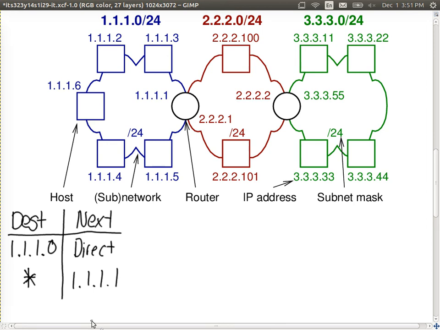If we read it row by row, we check the destination of our datagram against each row. If it matches, send to the next. If not, try the next row. So instead of having rows for every device in the internet, we can cut it down, in this case, to just two rows, where the second row we sometimes call the default route. This is by default send to 1.1.1.1, no matter who the destination is.